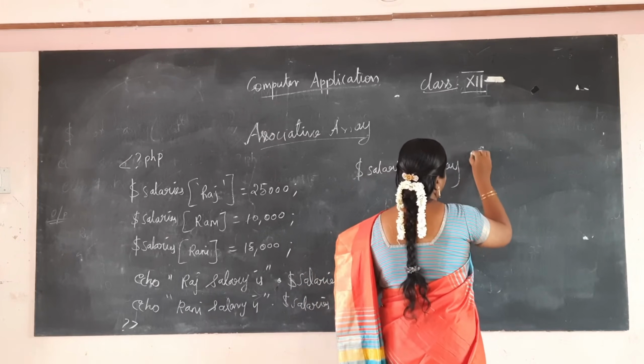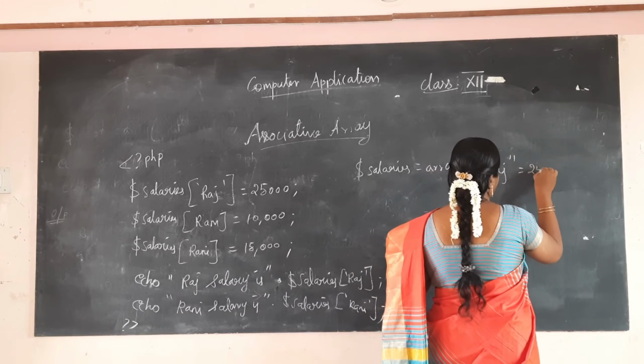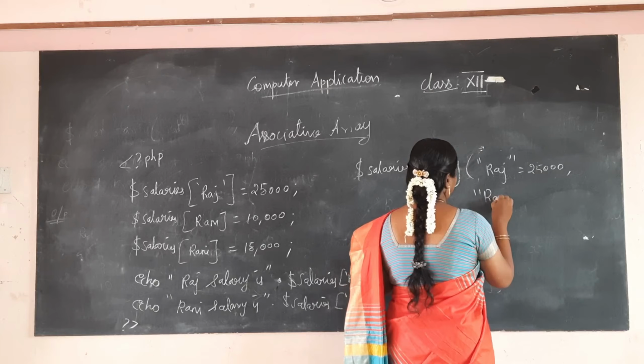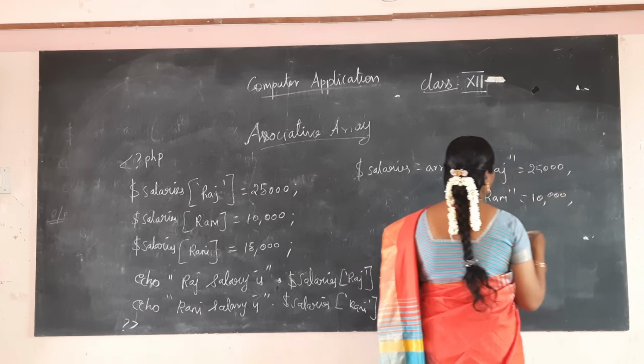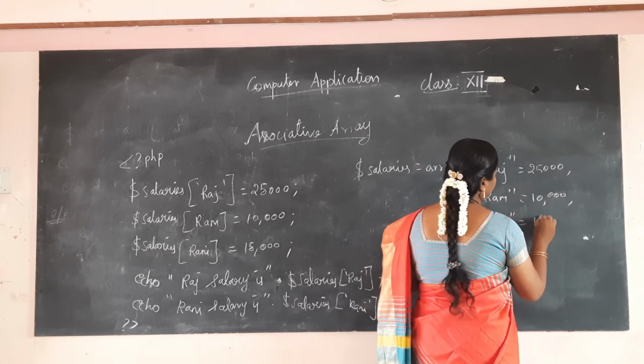What I gave was Raj is equal to 25,000, comma, Ram is equal to 10,000, comma, Rani is equal to 15,000.